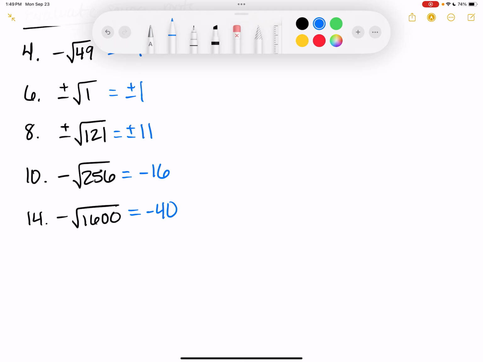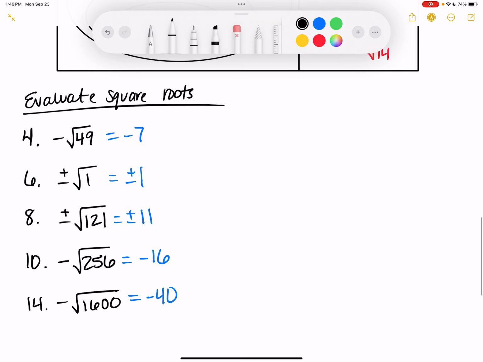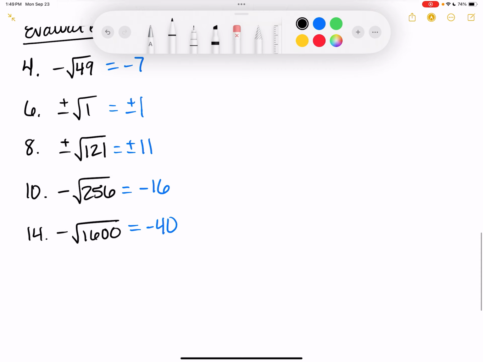All right, the next one. So these ones were all perfect squares, right? They came out to be 7, 1, 11, 16, 40. Now, the next ones want us to approximate the square root.